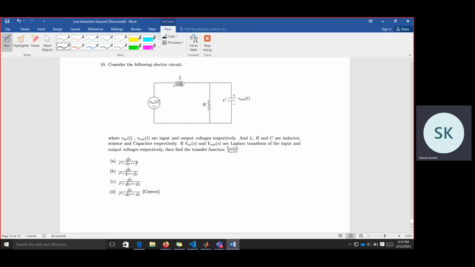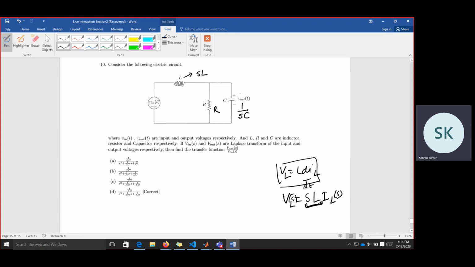So for this one, if we see for L, what relation do we have? V equals L di by dt. If we take the Laplace transform, what will be V of L? It is sL IL. So in the Laplace domain, the impedance can be represented by sL. Similarly for R, it will be R, and for C, it will be 1 by sC. By the dynamics equation, you can apply.